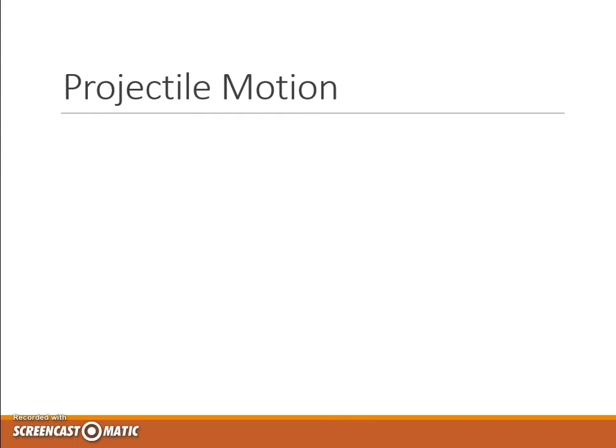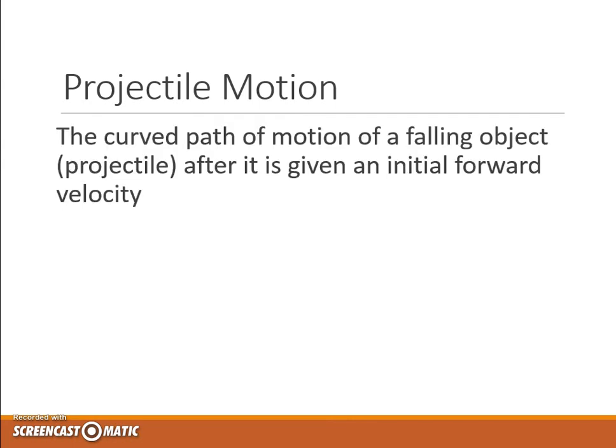Last thing for today, projectile motion. Any object that's flying through the air on a curved pathway, we call a projectile. That's after it's given an initial forward velocity. So it's a curved pathway. It's known as projectile motion. And that's the last thing for today.